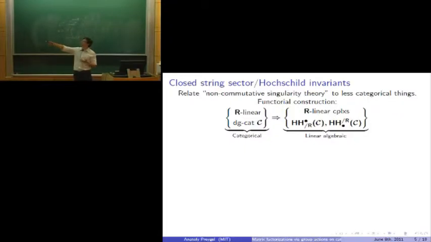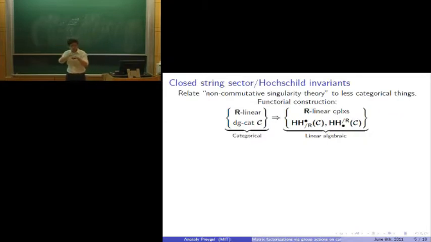So Hochschild cohomology, Hochschild homology, and just to clarify this notation, the bullet means I'm not actually taking homology or cohomology. This is, for instance, some model of the complexes. But yeah, so our linear complexes, in this case, two periodic complexes. And one good thing about these complexes is that they're functorially attached.